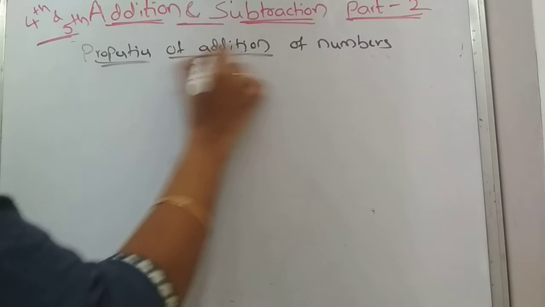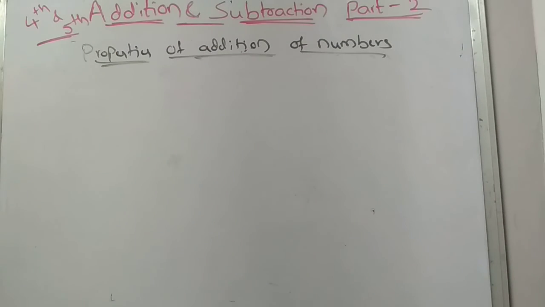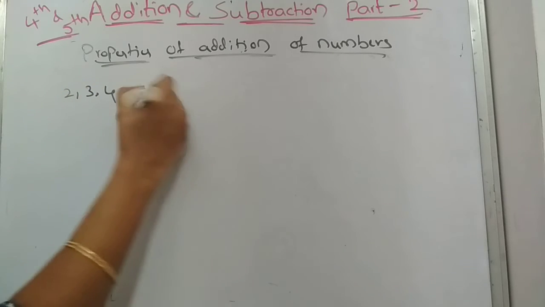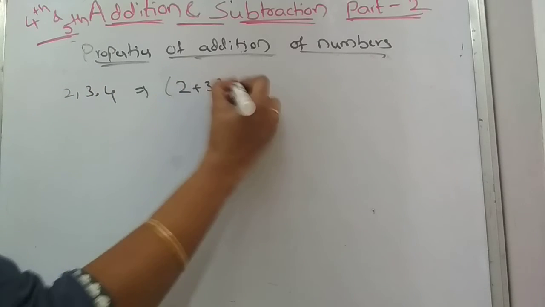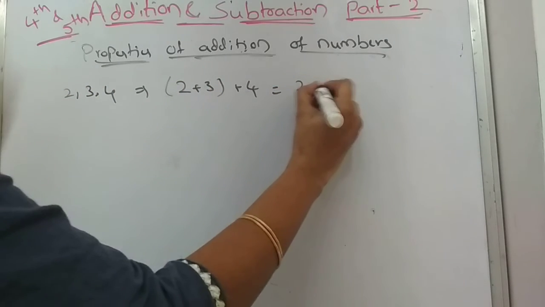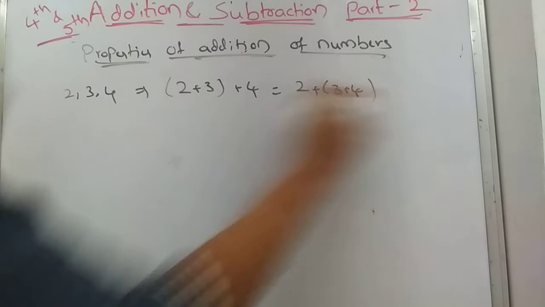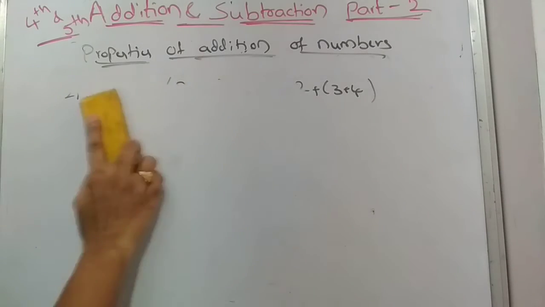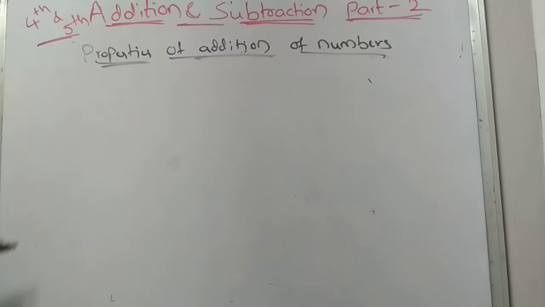Properties of addition. Grouping property means, if we take 2, 3, 4, then 2 plus 3 plus 4 is equal to 2 plus 3 plus 4. This is the second property, called the grouping property of addition. Then I am going to the next property, the third one.